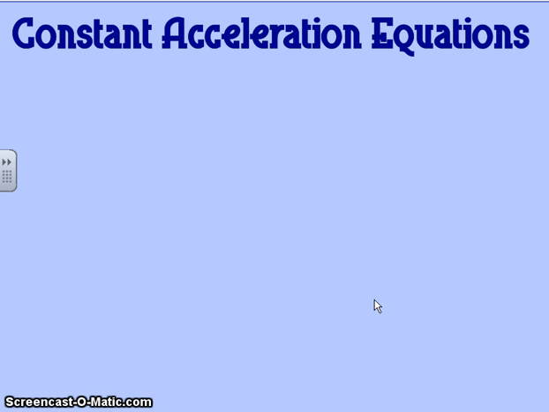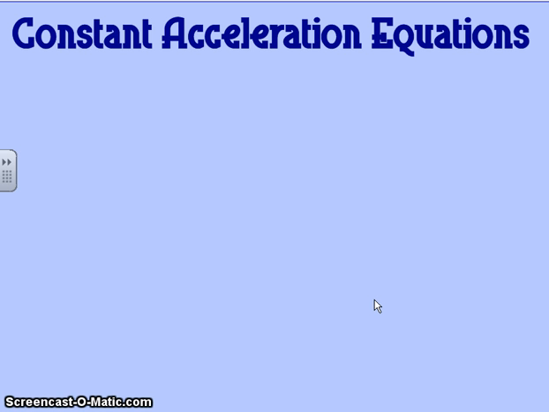I suggest writing these equations somewhere where you can access them easily and quickly in class, because there will be several times throughout the year that you'll be looking for these equations. So maybe on the front of a notebook or on a note card that you can easily find and take out.